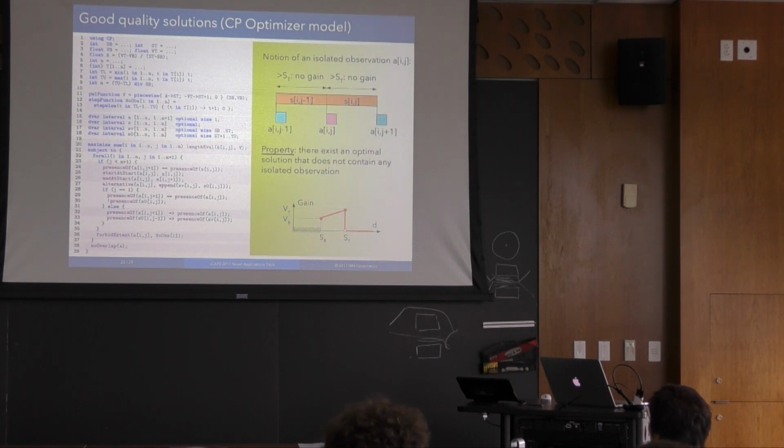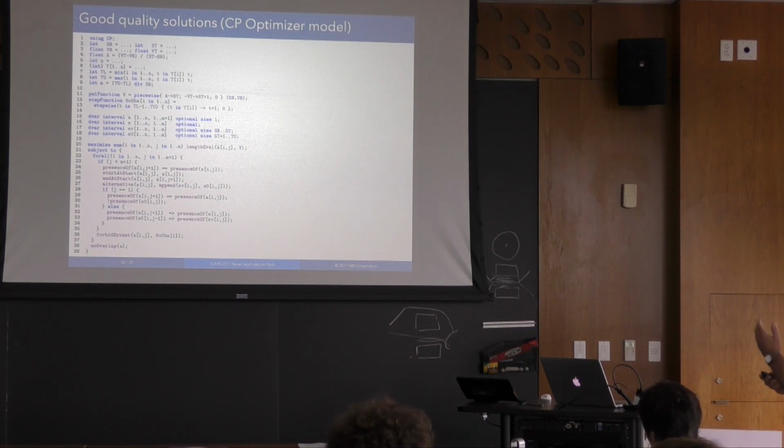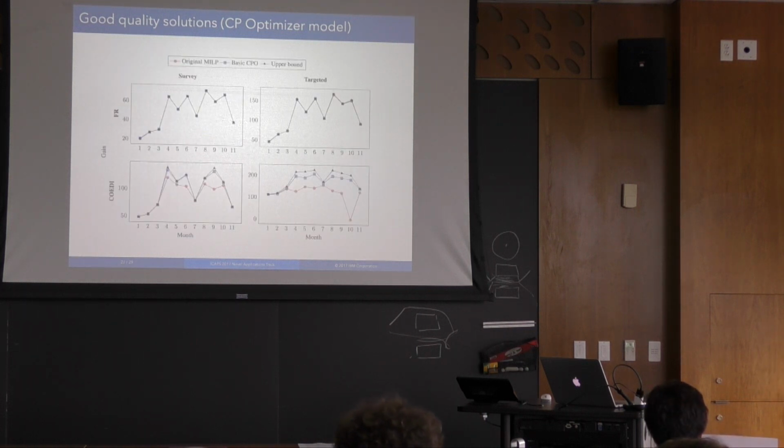So what I will skip is a little optimization in the model, by considering that there are some properties that tell you it is not necessary to have an observation in the schedule if it does not provide any gain between the one before and the one just after. But this is not very important actually. So this is the model itself, and this is the result we got.